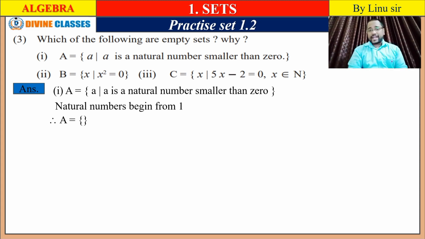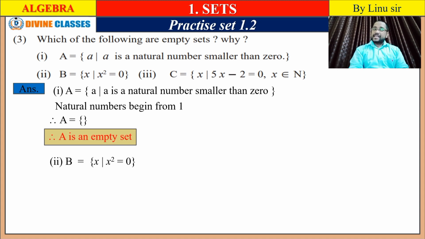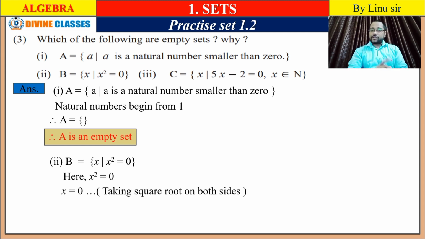Because there is no natural number less than 1, therefore A is an empty set. Question number 2: B is equal to X such that X square is equal to 0, right? So we have to put some value in X such that the final answer is equal to 0. Yes, so if we take the square root, we'll get X is equal to 0, right?